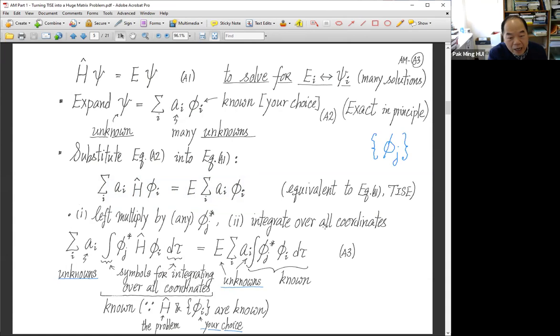Okay, so we have many of these. Now, from your set, pick any one. Pick one, call it j. Then turn it into its complex conjugate, because in quantum mechanics we can play with complex functions. So pick one, phi j, make it a complex conjugate, and then multiply on the left.